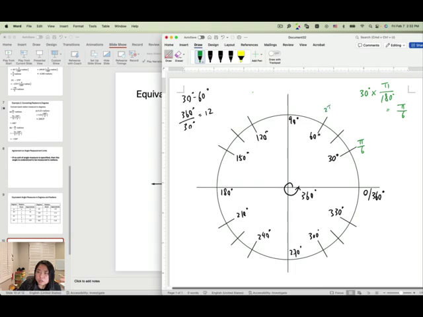And this is going to be 2 pi over 6. This guy, 3 pi over 6. And then 4 pi over 6, 5 pi over 6, 6 pi over 6. And then 7 pi over 6, 8 pi over 6, 9 pi over 6, 10 pi over 6, 11 pi over 6, and then the last one, that will be 12 pi over 6.